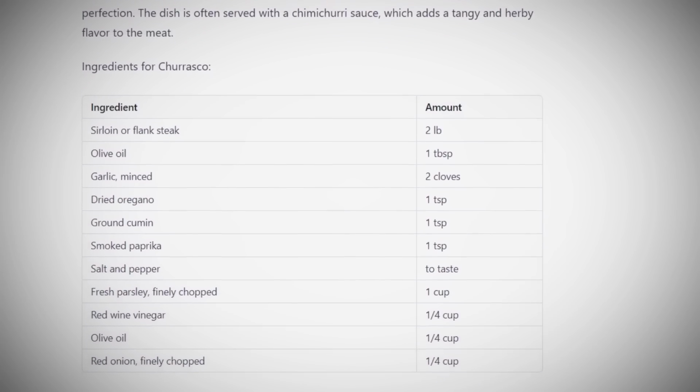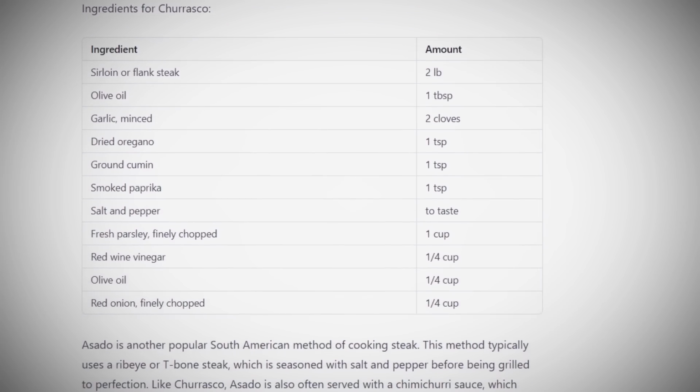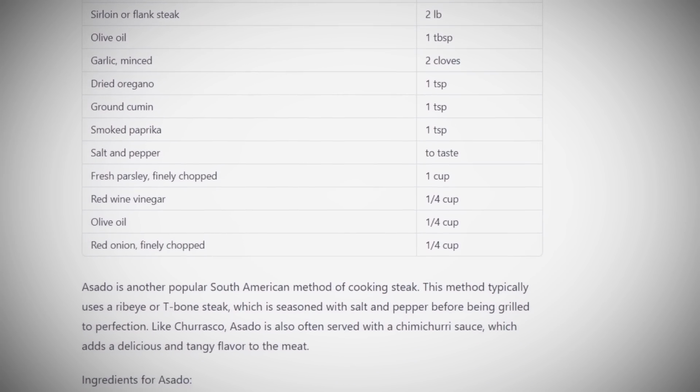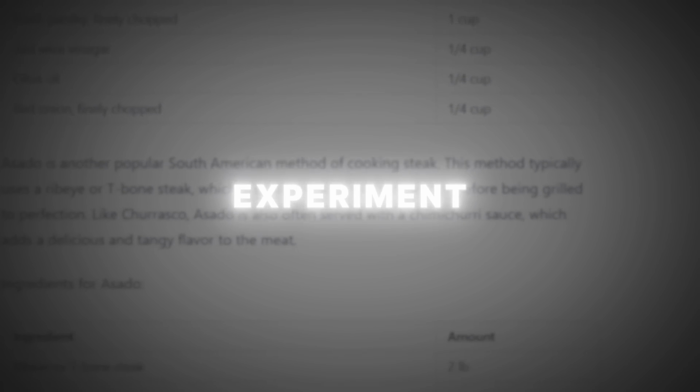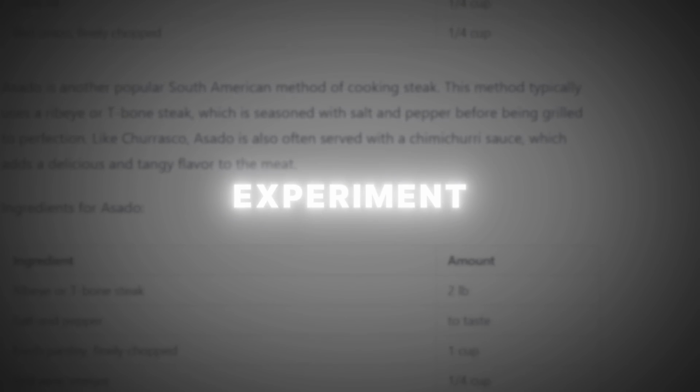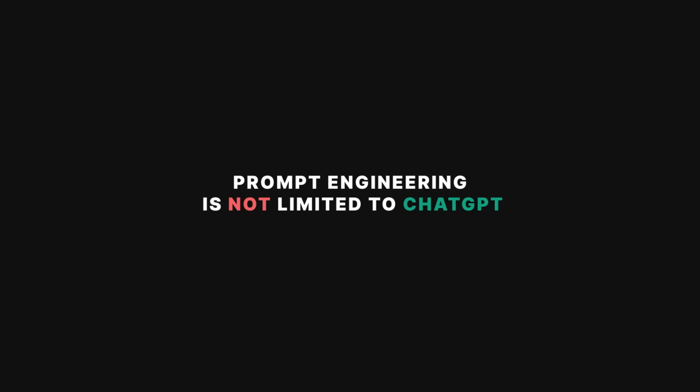Prompt engineering is a continuous process and every use case will be different. The goal is to experiment, creating better and better prompts until you get the desired outcome. It's important to note that prompt engineering is not limited to ChatGPT, but can be applied to most AI tools that you use.